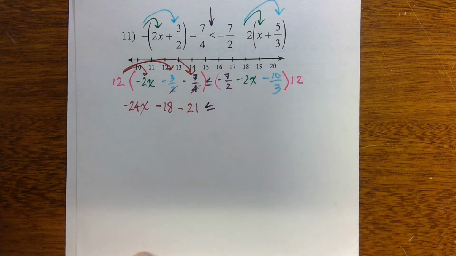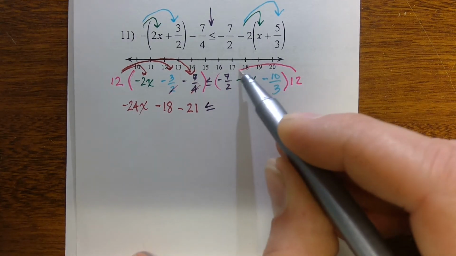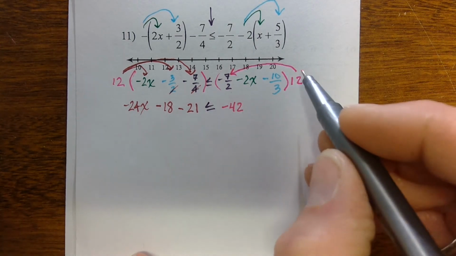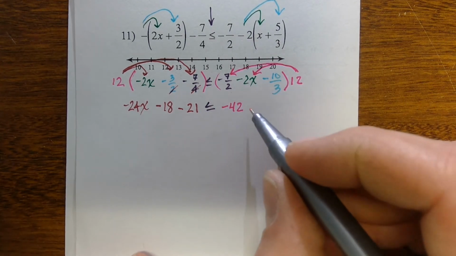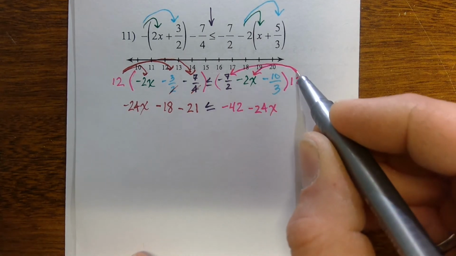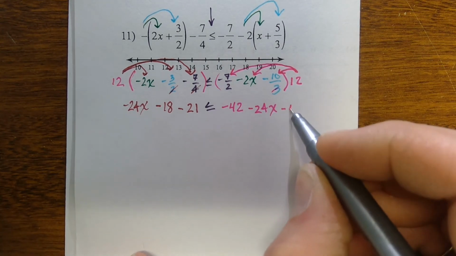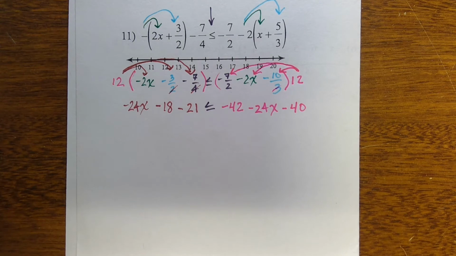That's less than or equal to, now we're distributing the 12 over here. 2 goes into 12 6 times, so I've got -42. 12 times -2x is -24x. And when I bring the 12 into the -10/3, the 3 will reduce with the 12 and make it a 4. So that's -40. And what I have now is a statement where there are no fractions. It's equivalent to the row just above, but I've cleared out the fractions by making each side of the inequality 12 times as large as it was before.